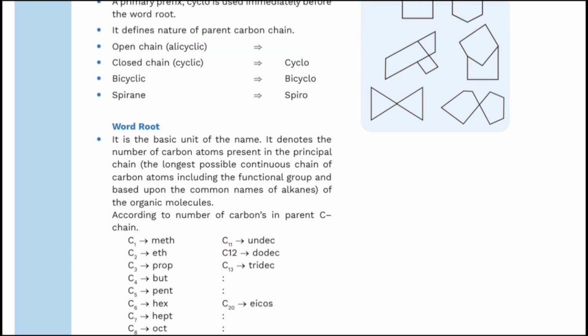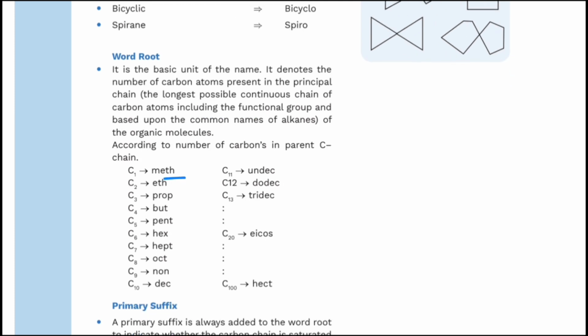What is the word root? It is the basic unit of the name. It denotes the number of carbon atoms present in the principal or longest possible chain. According to the number of carbons in the parent chain: C1 meth, C2 eth, C3 prop, C4 but, C5 pent, C6 hex, hept, oct, non, dec, undec, dodec, tridec, and so on, up to icos and hect.